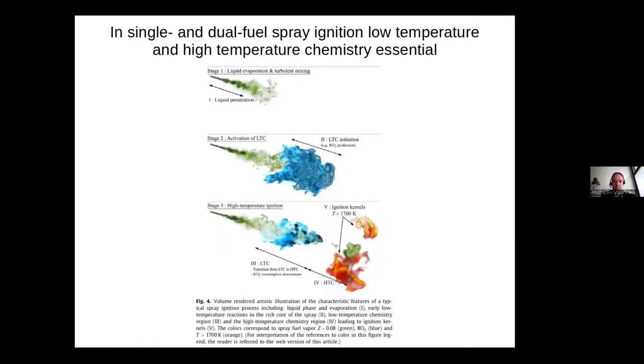And then we wanted to go for the dual fuel case. And here you see again some basic things, the typical stages of ignition. You have liquid evaporation, turbulent mixing, then you have activation of low temperature chemistry, RO2, high temperature ignition, finally in the tip of the spray. And based on our findings, what is typical is that when you add methane to the ambient, it will slow down the ignition. So you will have longer ignition delay time for the spray in dual fuel cases, commonly.